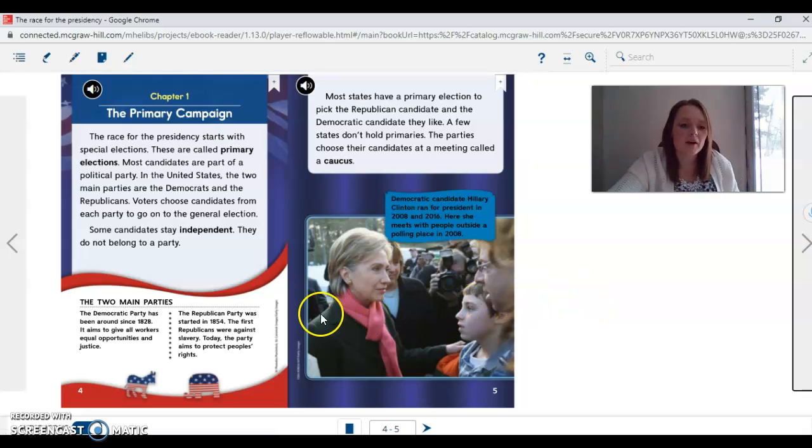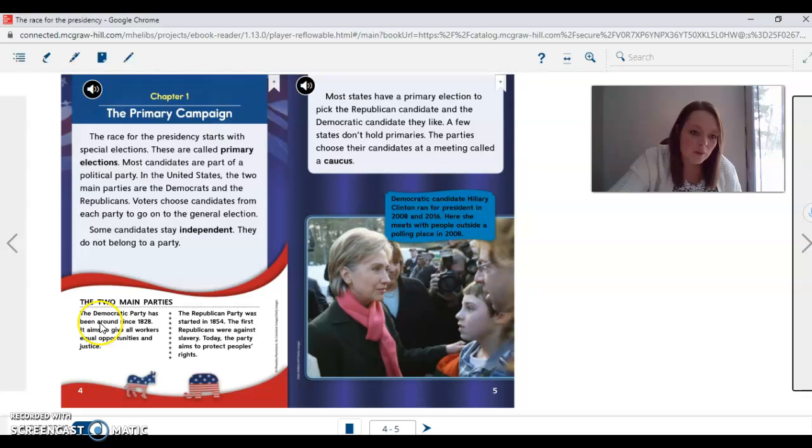Chapter 1, the primary campaign. The race for the presidency starts with special elections. These are called primary elections. Most candidates are part of a political party in the United States. The 2 main parties are the Democrats and the Republicans. Voters choose candidates for each party to go on to the general election. Some candidates stay independent. They do not belong to a party.